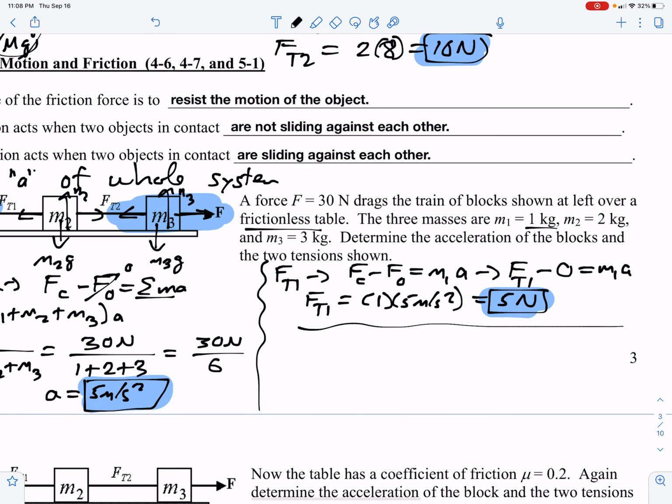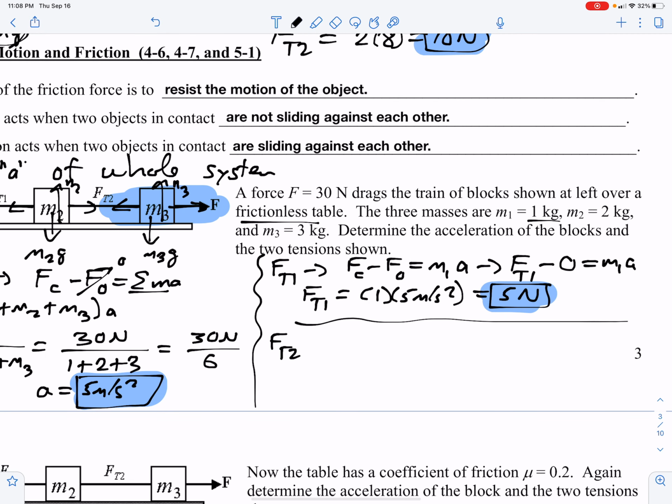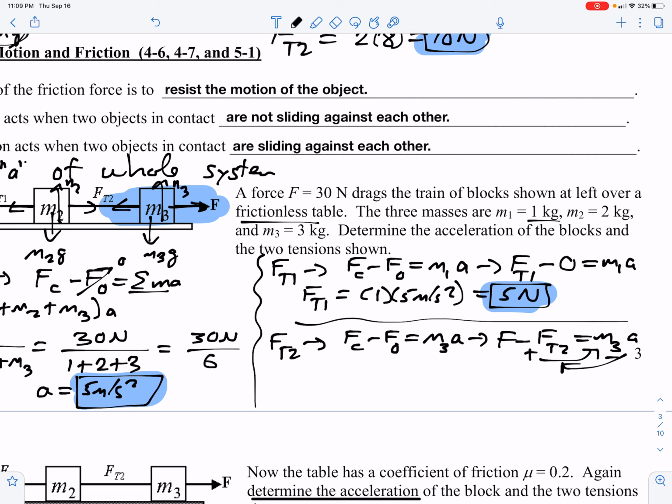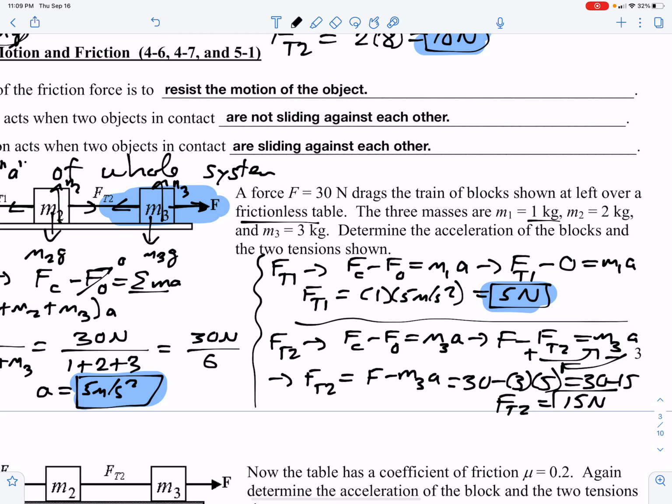Now, to find the tension 2, I'm going to use the third block. The third block, when we go causing force minus opposing force, is going to be equal to M3 times a, and that's going to be the applied force minus force tension 2 equals M3a. I'm going to add force tension 2 to the right, subtract M3a to the left, and force tension 2 is equal to the applied force minus M3a, which would be 30 minus 3 times 5, or 30 minus 15. Force tension 2 would be 15 newtons.